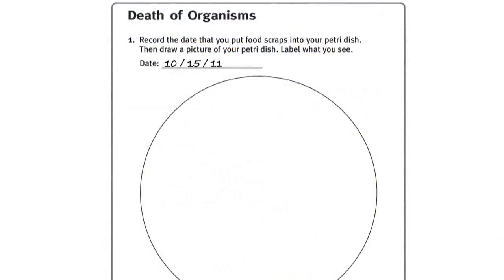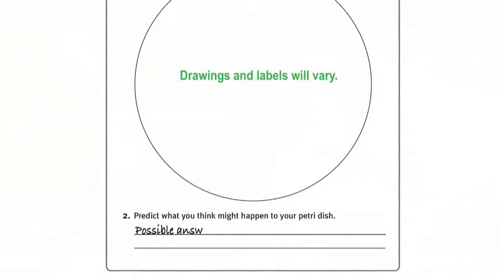Then give each student a copy of Activity Sheet 12, Part A, and instruct students to work independently to complete it. When students have finished, allow time for them to share their predictions.